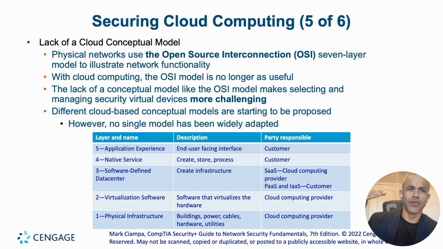Then the third is the software defined data center. Those are available in the software as a service, platform as a service, and infrastructure as a service models. If you're using a software as a service model, typically the cloud service provider provides you with all of the infrastructure that you need to create that software defined data center. But if you are using the platform as a service and the infrastructure as a service models, then the customer will be responsible for defining basically all of the software and all of the APIs that are running on top of that software. Then the fourth is the native service.